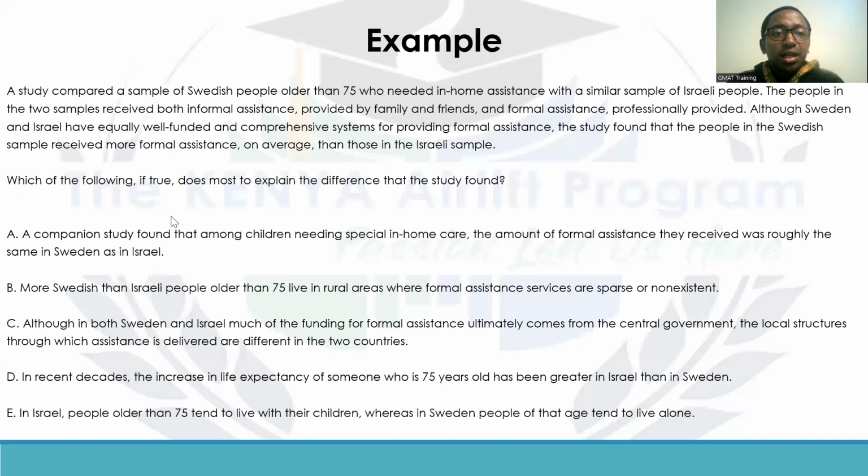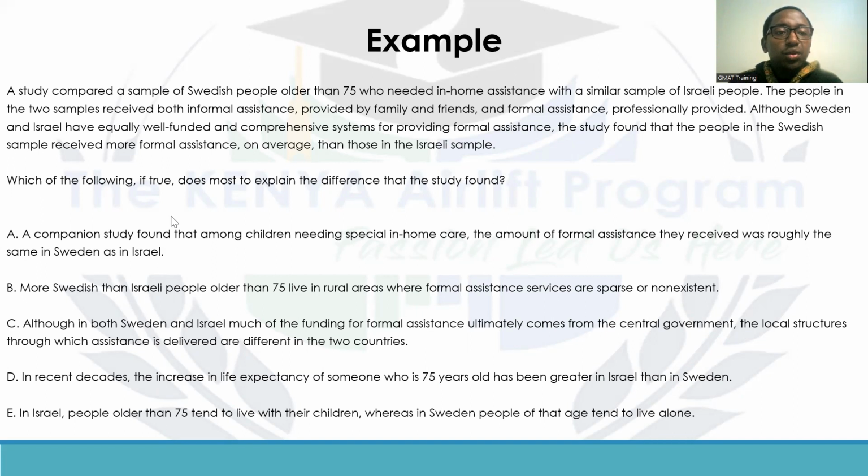So a study compared a sample of Swedish people older than 75 who needed in-home assistance with a similar sample of Israeli people. The people in the two samples received both informal assistance, which is provided by family and friends, and formal assistance, which is professionally provided. Although Sweden and Israel have equally well-funded and comprehensive systems for providing formal assistance, the study found that the people in the Swedish sample received more formal assistance on average than those in the Israeli sample.